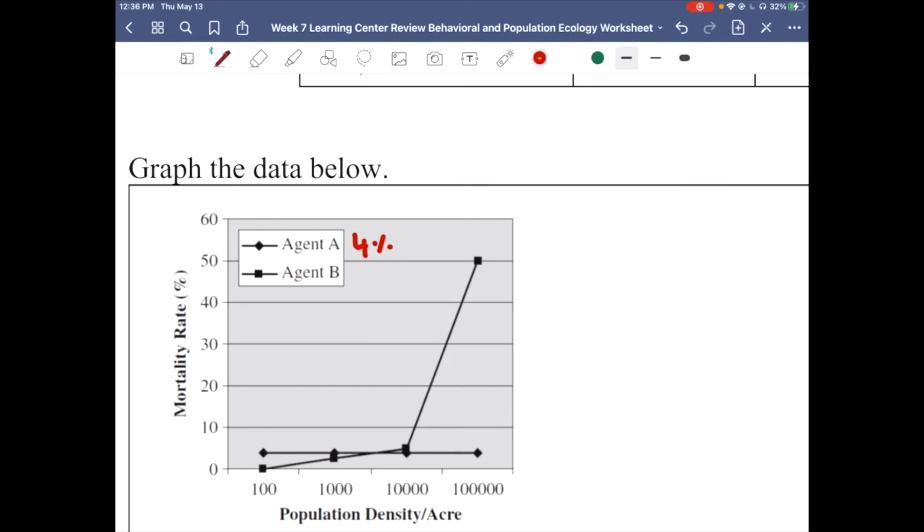So agent A stayed the same at 4%, whereas agent B increased. So that's what we see here. Agent A, these are really thick lines. Okay, so agent A we see stays in a straight line. And then agent B, we start off at 0, goes up, and then just drastically goes up.